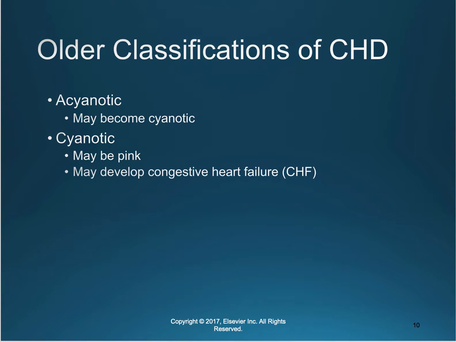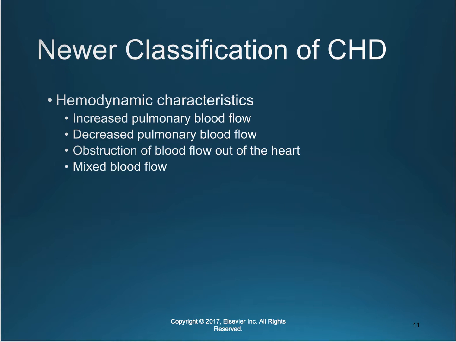The older classification of congenital heart disease was acyanotic, that could become cyanotic, or cyanotic, where they may develop congestive heart failure. But now they are classified by hemodynamic characteristics: increased pulmonary blood flow, decreased pulmonary blood flow, obstruction of blood flow out of the heart, and mixed blood flow. The next videos are distinguished by those blood flows, so we'll do that next.